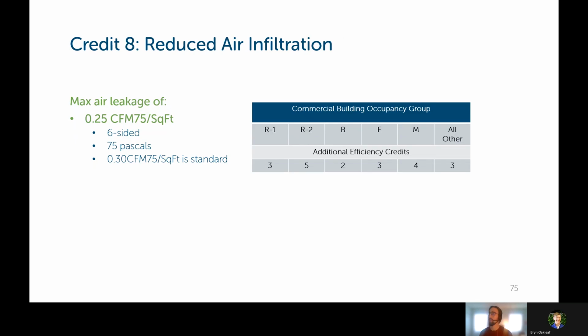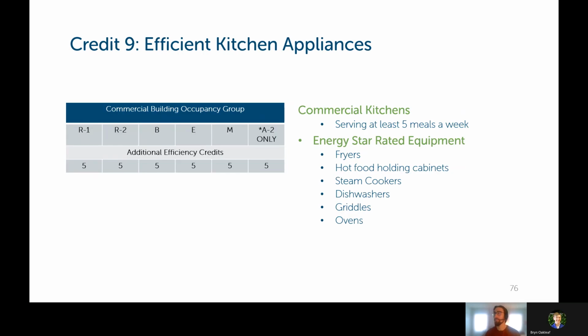Eighth option is reduced air infiltration. So if you test your building and it meets 0.25 CFM per square foot, that's an improvement from 0.30 CFM per square foot. That is the standard requirement. Then you can claim these credits. And again, you need to get up to 6 total. So some of these get you pretty close to there in one go.